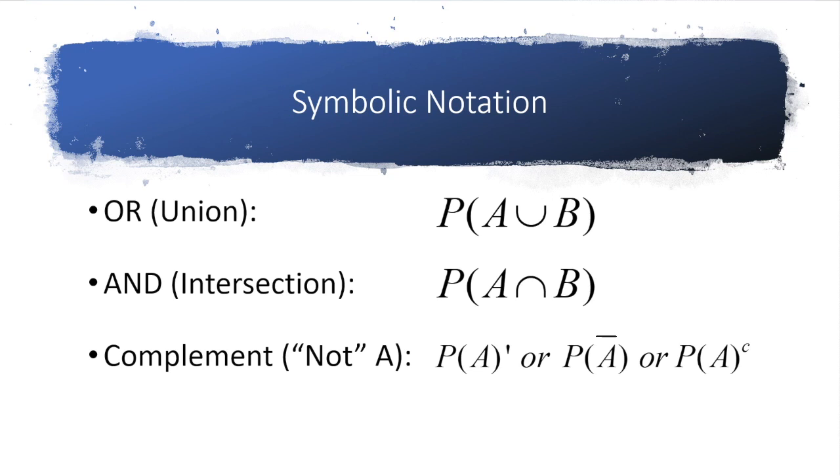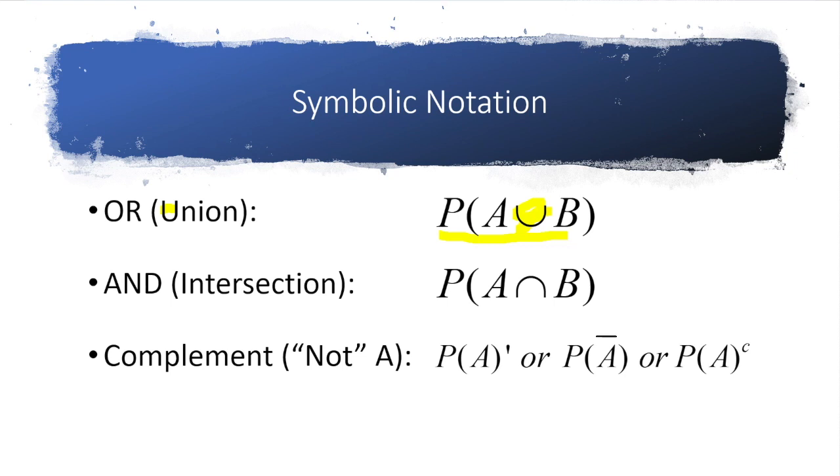And so if you can remember that OR means union, that's an easy way to remember what symbol goes along with the problems for probability, because this U looking symbol means union. So what this is showing here is the probability of A or B, or A union B.